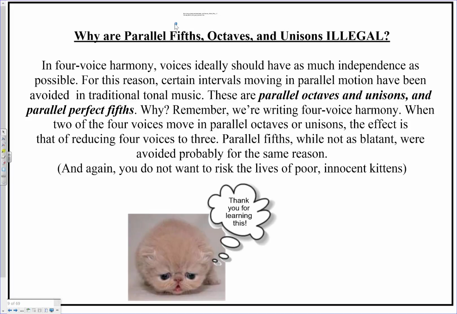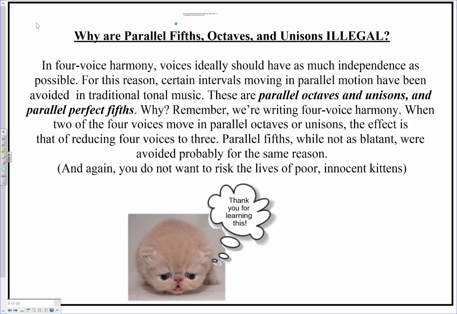Let's take a moment to read this together to learn why parallel fifths, octaves, and unisons are illegal. In four-voice harmony, voices ideally should have as much independence as possible. For this reason, certain intervals moving in parallel motion have been avoided in traditional tonal music. These are parallel octaves and unisons and parallel perfect fifths.